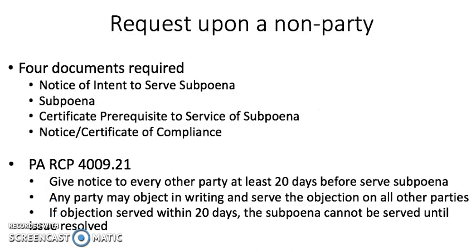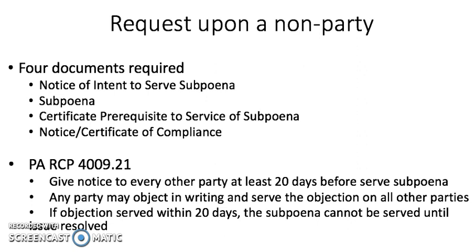So just going to review the four documents again for a request upon a non-party. Notice of intent to serve subpoena. That is the notice that we send to all the other parties with a copy of the subpoena, letting them know we want to serve this on the non-party and giving them 20 days to object. Subpoena we also draft. This is the document that we will ultimately serve the non-party, asking for certain information to be submitted. We have to send a copy of the subpoena with the notice of intent to all the other parties. Otherwise, they would not know what to object to if they didn't actually see the subpoena.